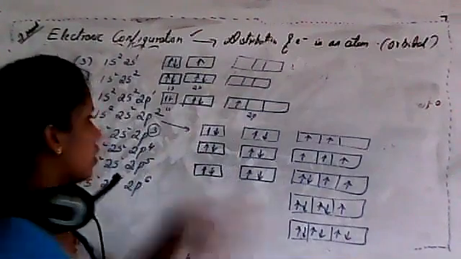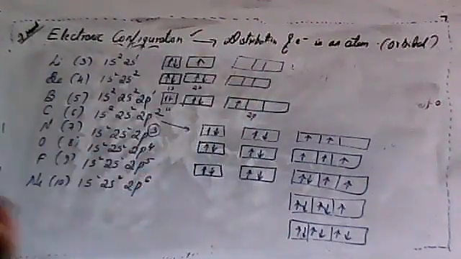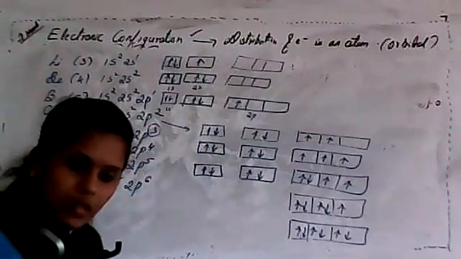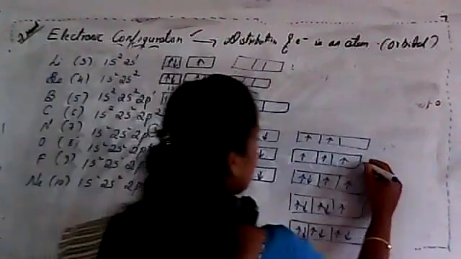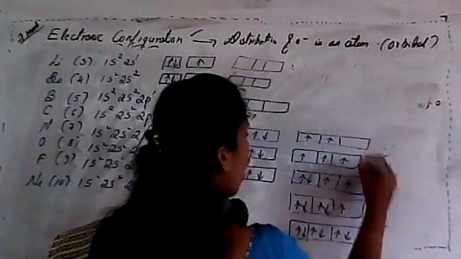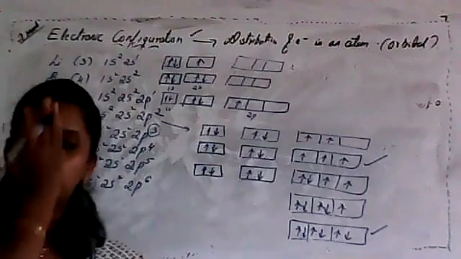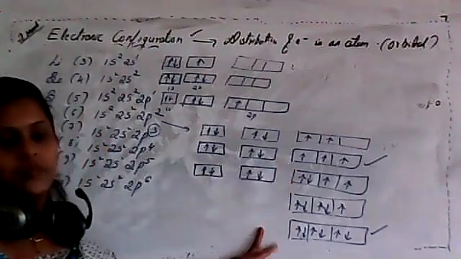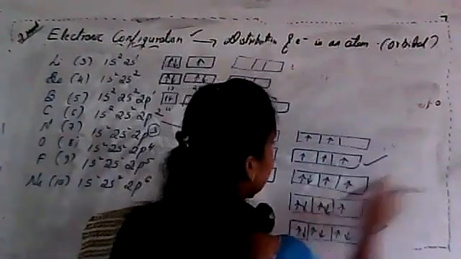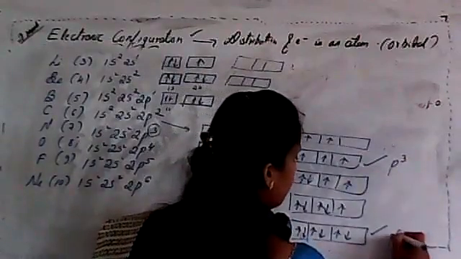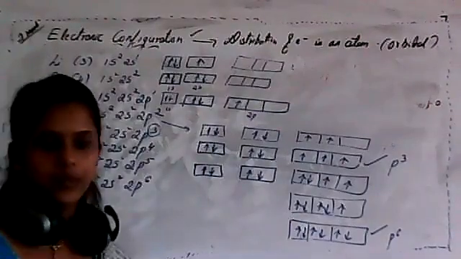Is this clear? So this is the orbital diagram, and this is the simple notation. Now see here. These two orbitals or these two systems are very stable. Why? Any idea, student? This P3 system and P6 system are very stable. Any idea why it is stable?